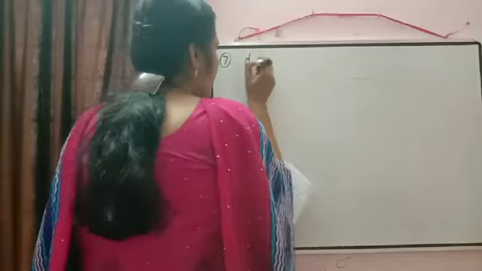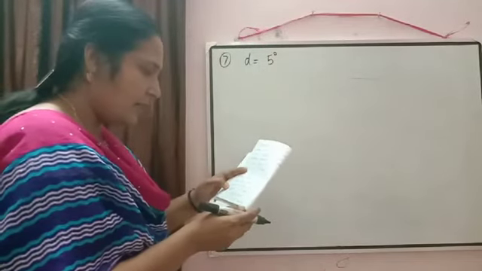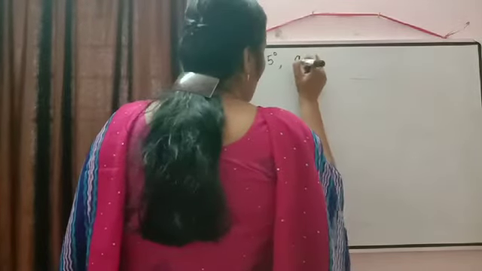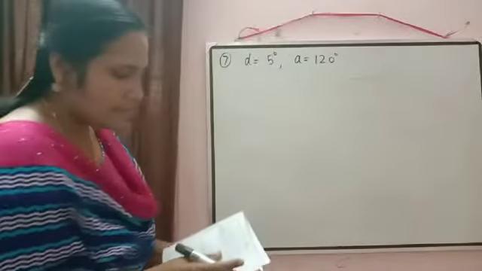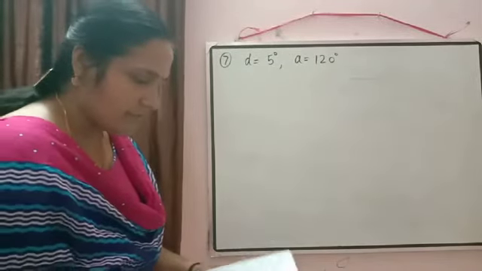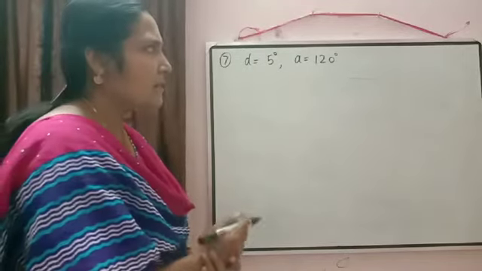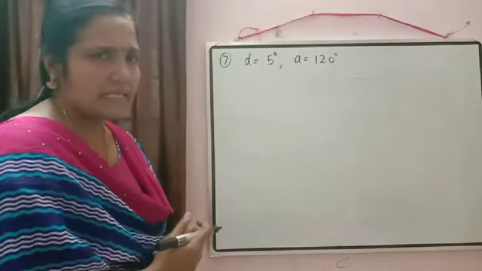What is given? The difference is 5 degrees. D is equal to 5 degrees and the smallest angle is 120 degrees. Find the number of sides of the polygon. We have to calculate the number of sides. So again this is given. We need the relation in sum there.